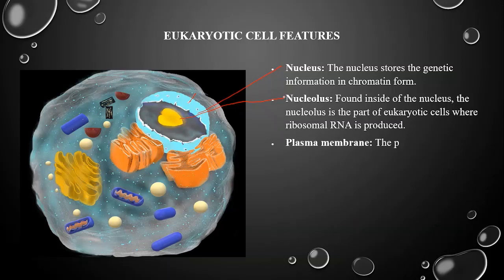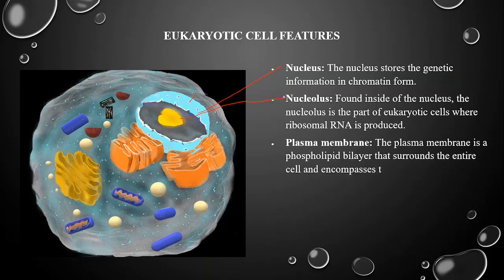Plasma membrane. The plasma membrane is a phospholipid bilayer which surrounds the entire cell and encompasses the organelles within. It gives a proper structure to the cell. You can see here, it is a barrier, a protective covering, it protects the cell from the external environment, and it is also called the cell membrane. It regulates the transport of materials entering and exiting the cells. It has various other functions also.